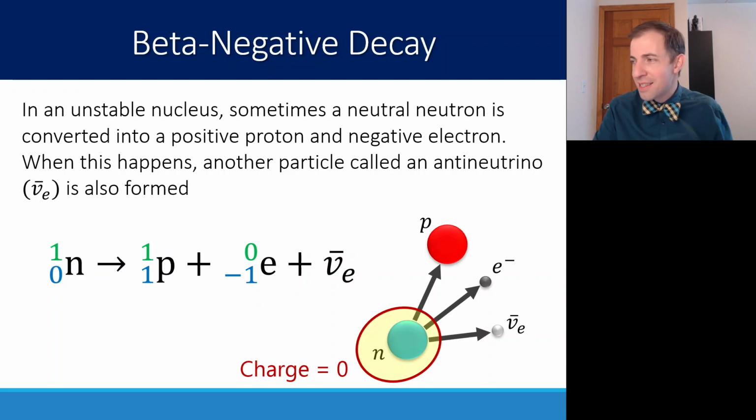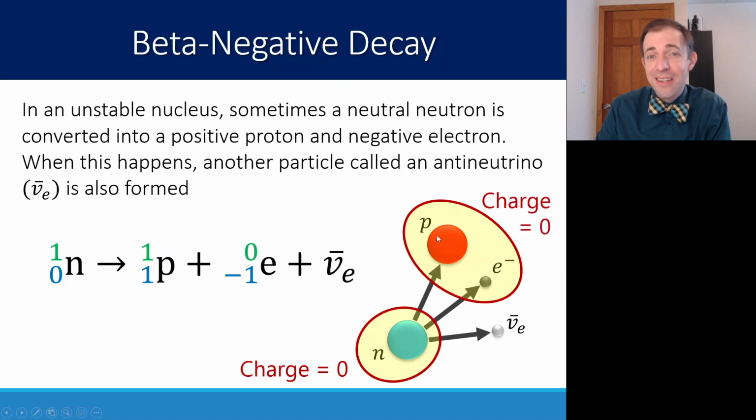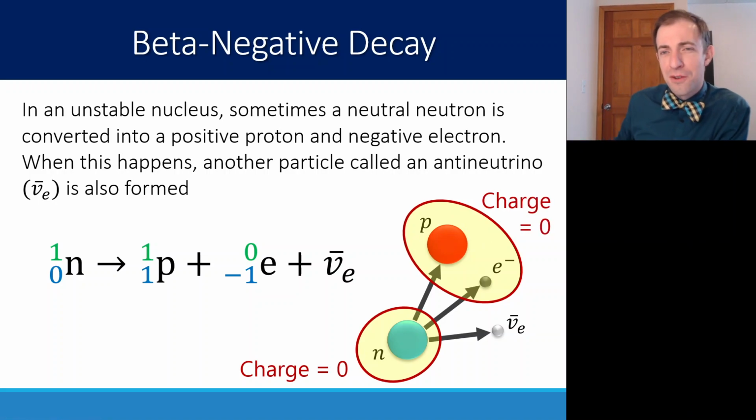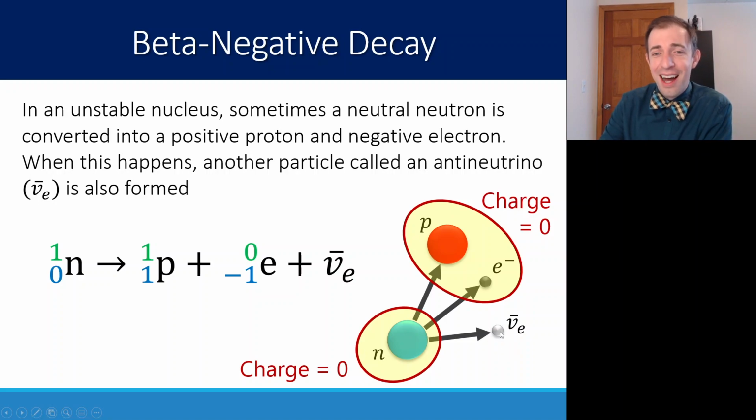So in the process, it also produces an electron. So this proton and electron together still have a charge of 0. The proton is a positive 1. The electron is a charge of negative 1. They have this charge of 0. You'll notice it also produces this other little particle. That's a special particle that we'll talk about in more detail later on. It's a lepton known as an antineutrino.